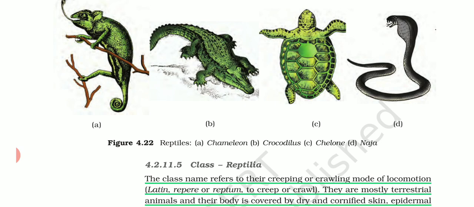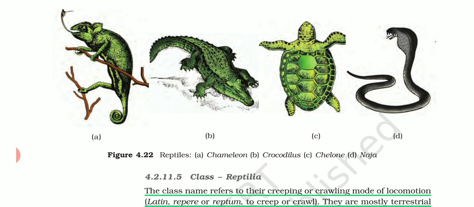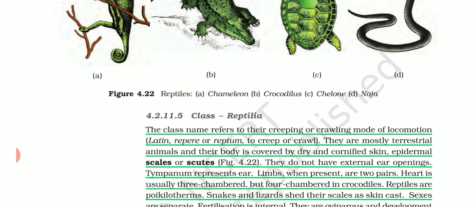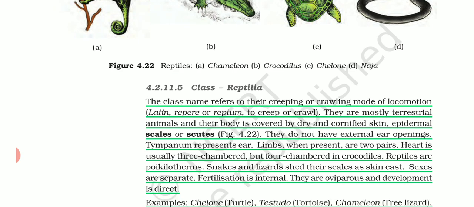Their body is covered by a dry skin and even a cornified one. Cornified means small scales are present on them. As you can see in the picture of a chameleon, crocodile, chelone meaning tortoise, and a snake, small scales are present on their body and we call them scutes.